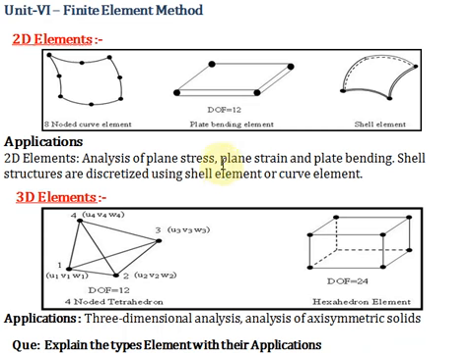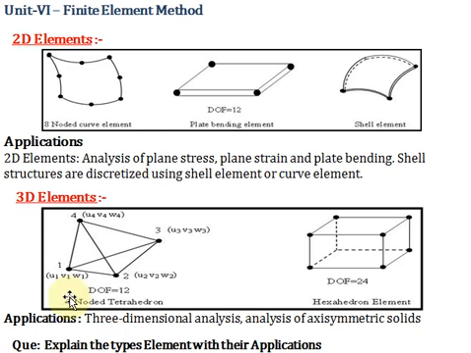These are some examples of two-dimensional elements. 8-noded curved element. Then here plane bending element. Here 4 nodes are there, at each node 3 degree of freedom, so degree of freedom is equal to 12, and the shell element. As we have seen the application of two-dimensional element, analysis of plane stress, plane strain problem, and plate bending. Shell structures are discretized using the shell element or curved element.